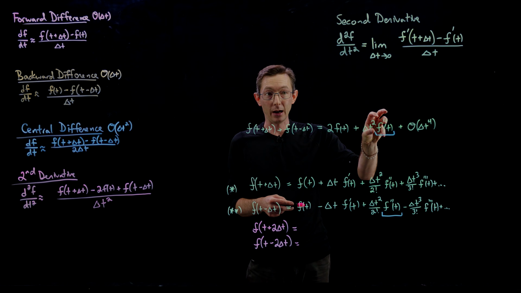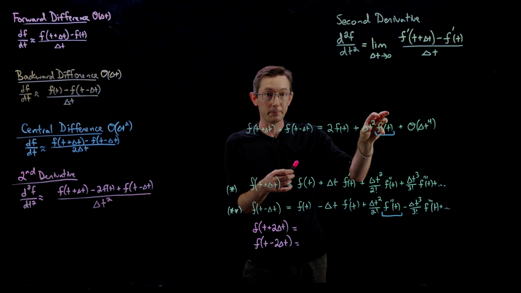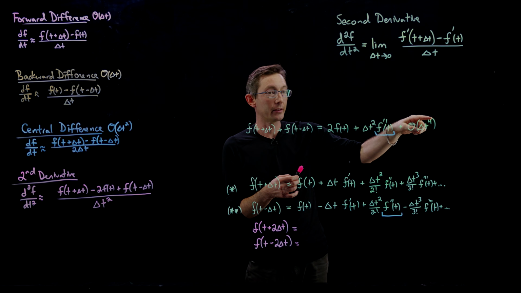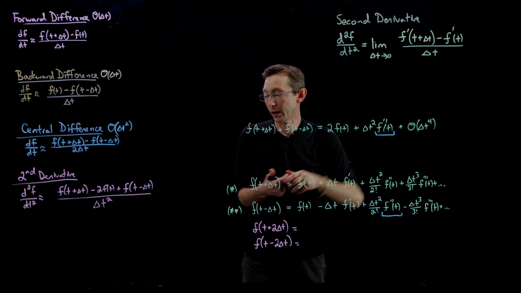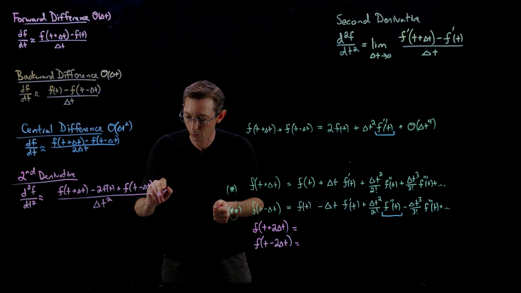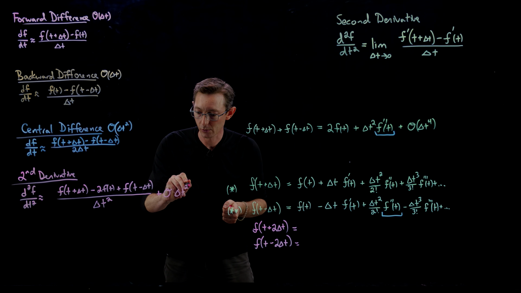And that isolates my f double prime, so that's all equal to f double prime, plus my order delta t to the fourth divided by delta t squared. So that becomes order delta t squared. So plus order delta t squared.